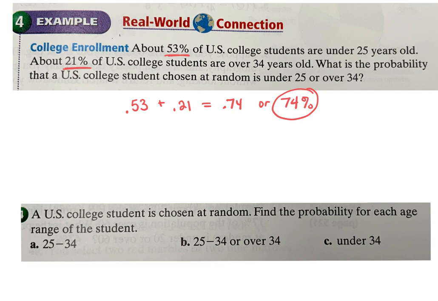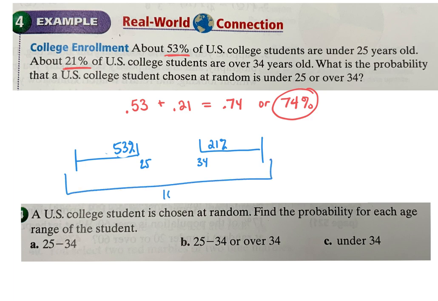To do from 25 to 34, you should have gotten 26%. 25 to 34 or over 34, 47%. And under 34, 79%. So if I were to think of it that way, under 25 is going to be my 53%, and over 34 is going to be 21%. I did it backwards, didn't I? All of it must add up to 100%.